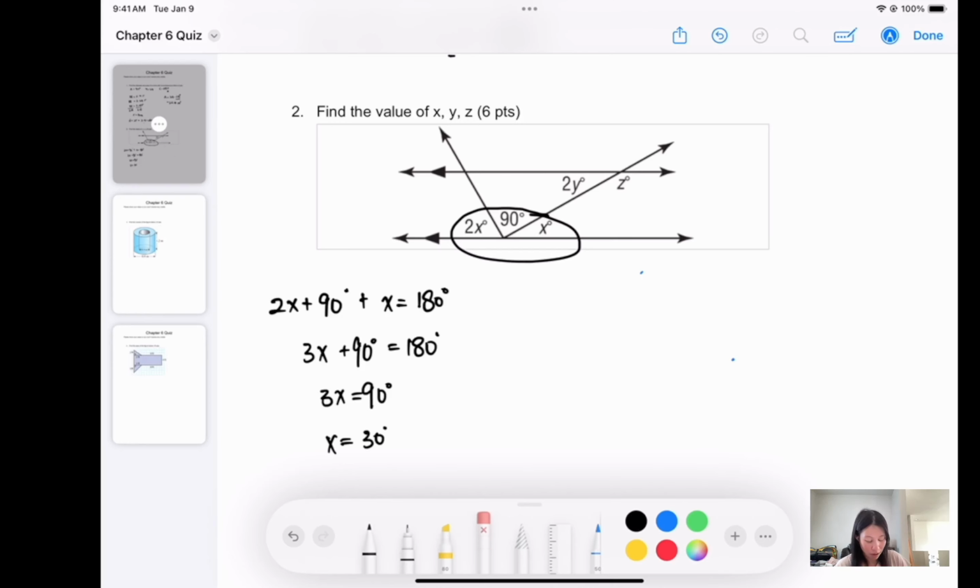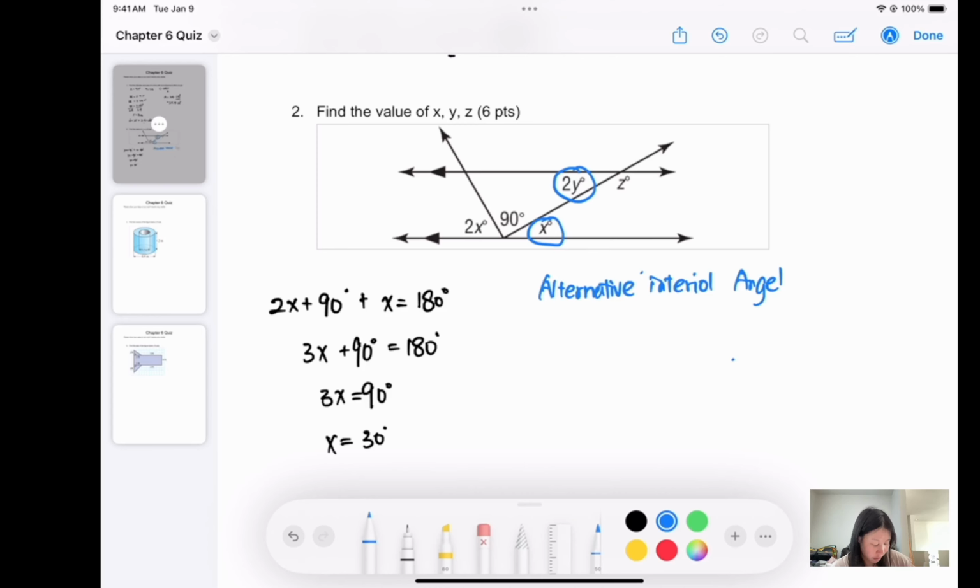That's the first step. Now, the second one is we can calculate y. x and 2y are alternate interior angles, meaning that they're going to be equal. So that means 2y is equal to x. Our x is equal to 13. So we have 2y equal to 13. So y is equal to 15 degrees.